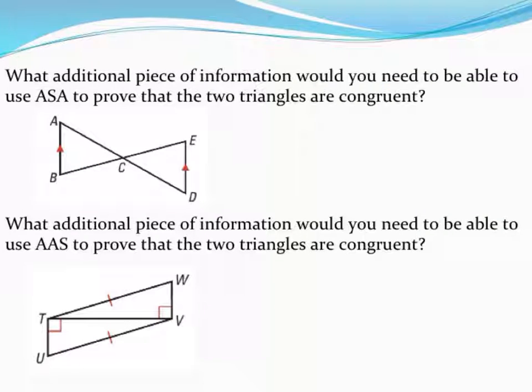And for our last couple examples, let's focus again specifically on our new reasons, angle, side, angle, and angle, angle, side. These are the problems that ask us for an additional piece of information. So we're not going to be able to prove the triangles are congruent the way they are. The question is, what else would we need to know? And so here's something new we haven't seen before.